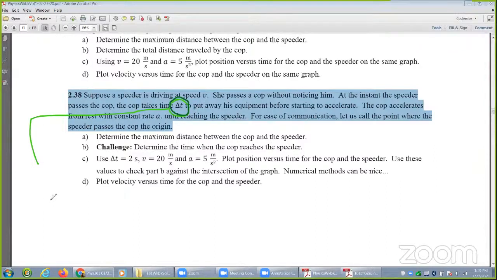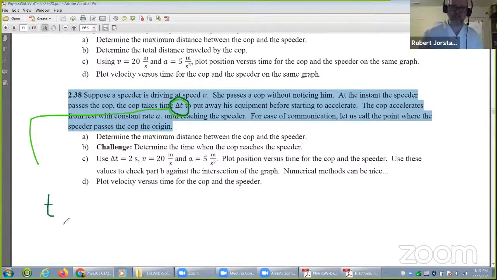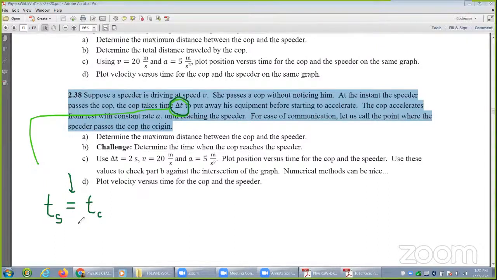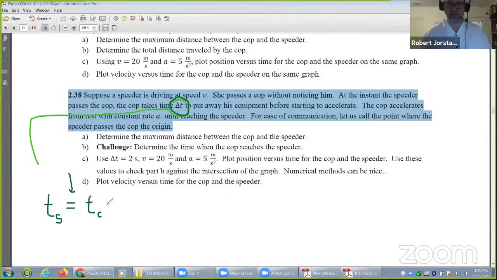Oh, that makes sense. So T1, let me use T speeder. T_S, should that be bigger or smaller than T of the cop? We know they're not equal. Which one should be bigger? Who drives for more time? The speeder. So doesn't that mean it's the cop's time plus a little bit? Does that make sense?